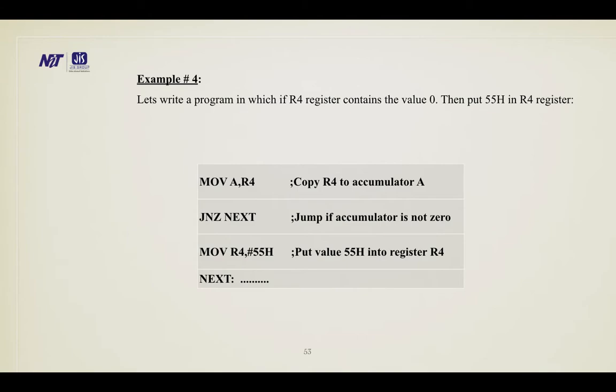Example 4. Let's write a program in which, if the R4 register contains the value 0, then put 55H in the R4 register. MOV A, R4: copy the value of R4 to the accumulator. JNZ next: jump if accumulator is not 0. MOV R4, #55H: put the value of 55H in the register R4. Next.